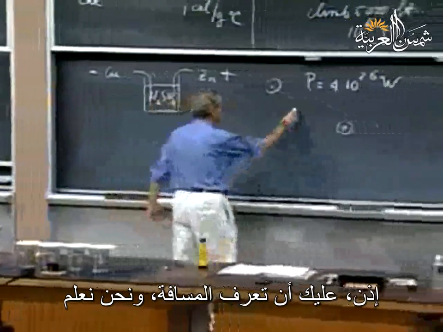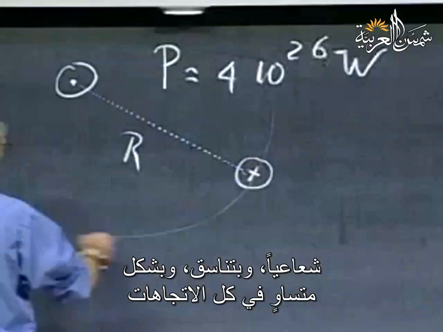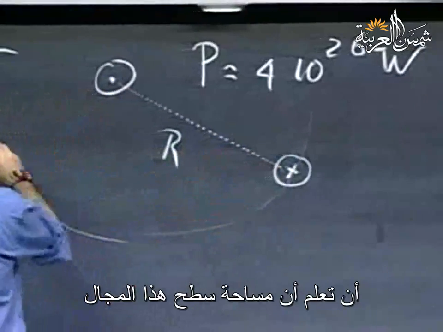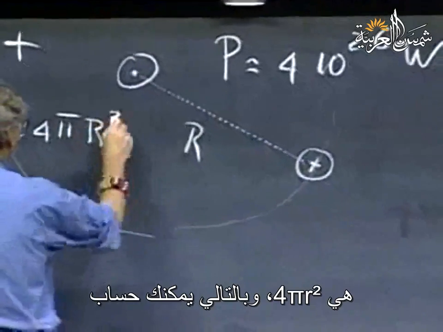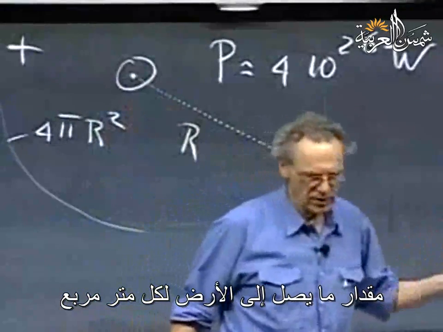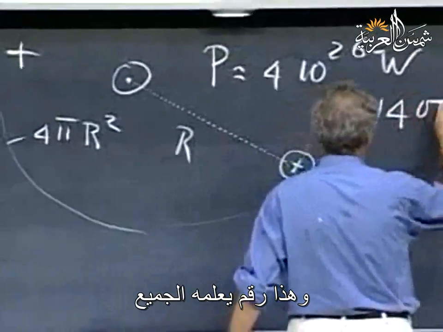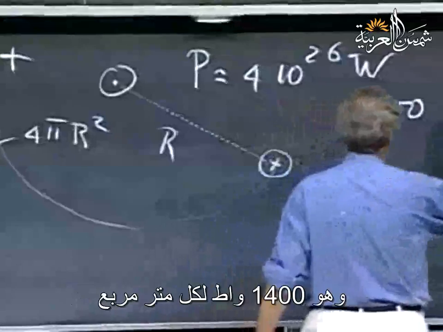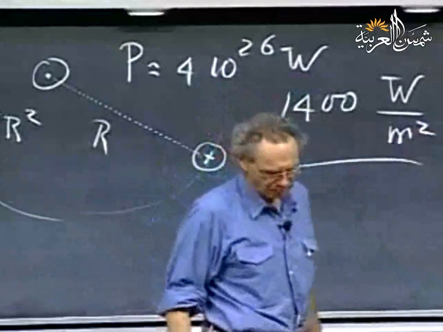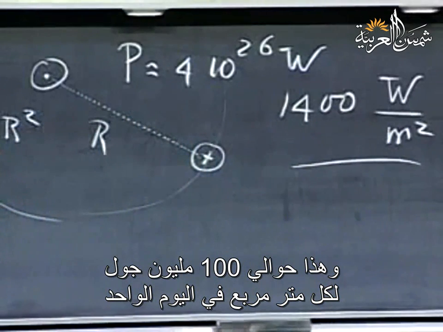So you have to know the distance, which we know is 150 million kilometers. That energy goes out radially, symmetrically, isotropically in all directions, and so it's very easy. You know that the surface area of this sphere is 4 pi r squared, and so you can calculate how much for every square meter reaches the earth. That is a classic number that almost everyone knows, certainly people who are in solar energy. That is 1400 watts per square meter. That is what reaches the earth. That is about 100 million joules per square meter every day.